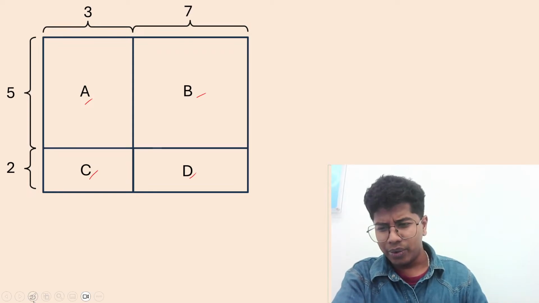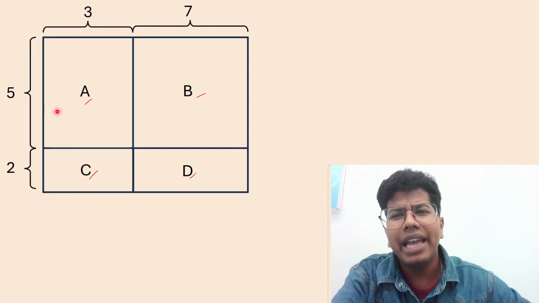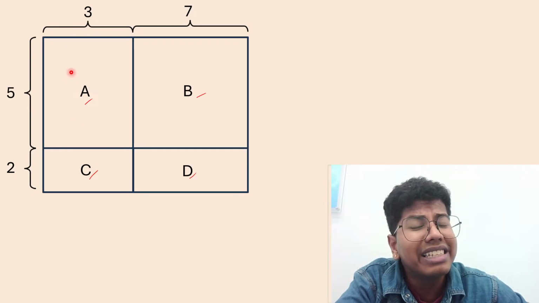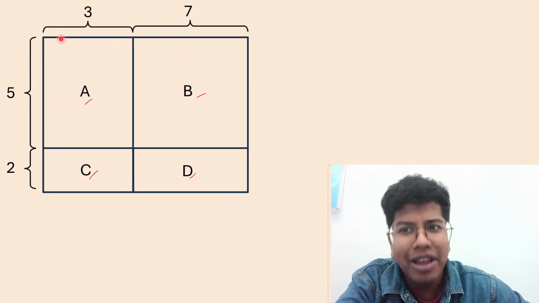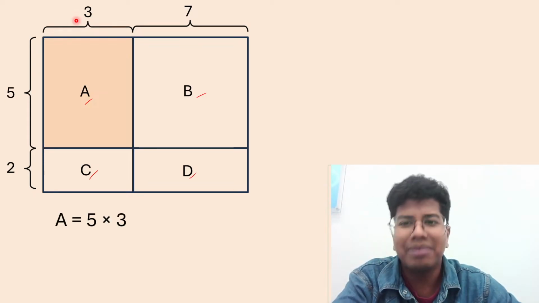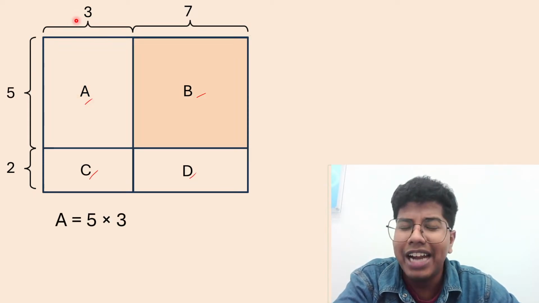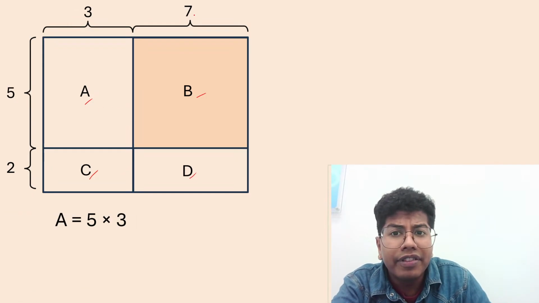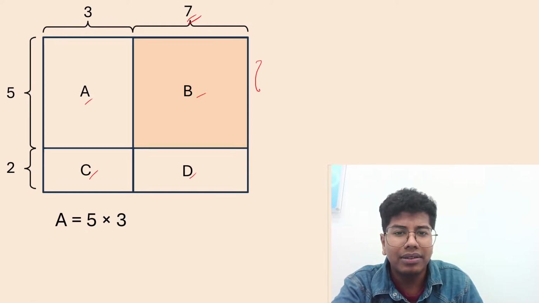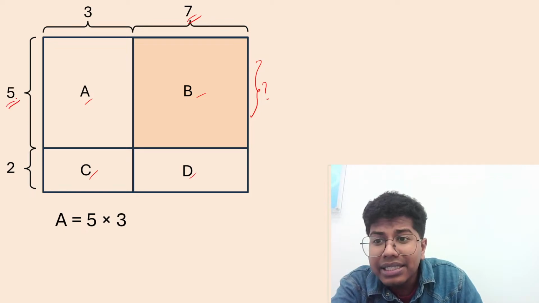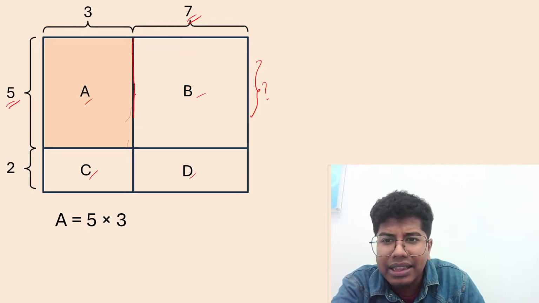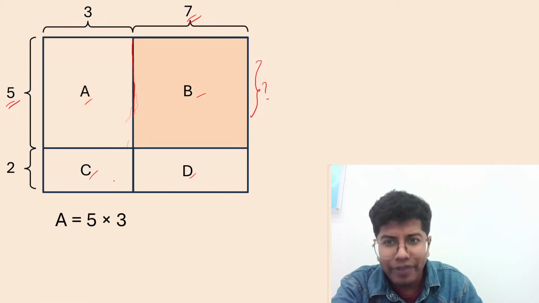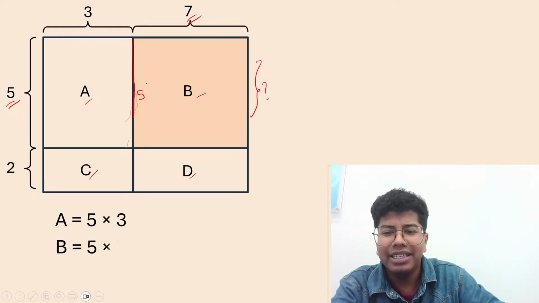Now let me ask everyone a question. We know what the area is, right? What is the formula for the area of A? If I want to calculate the area of A, how can I get it? It's just 5 multiplied by 3. So A is nothing but 5 times 3. What about B? How can I find the area of B? Here I have the length, that is 7. What about the width? It shares the same length that is shared here. So this is also 5. So here it's 5 times 7.